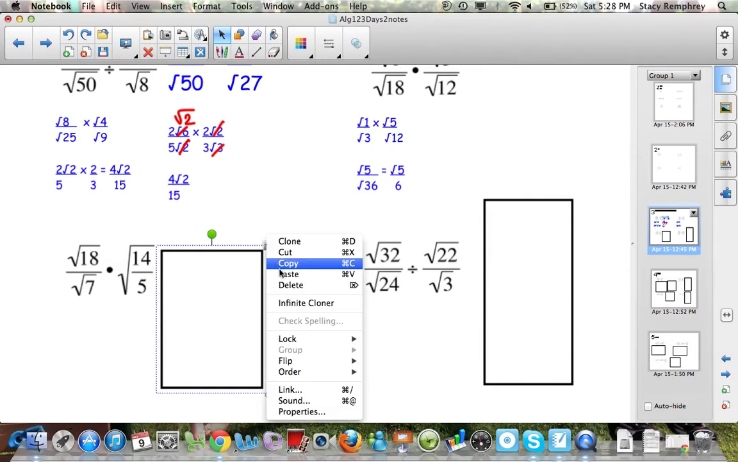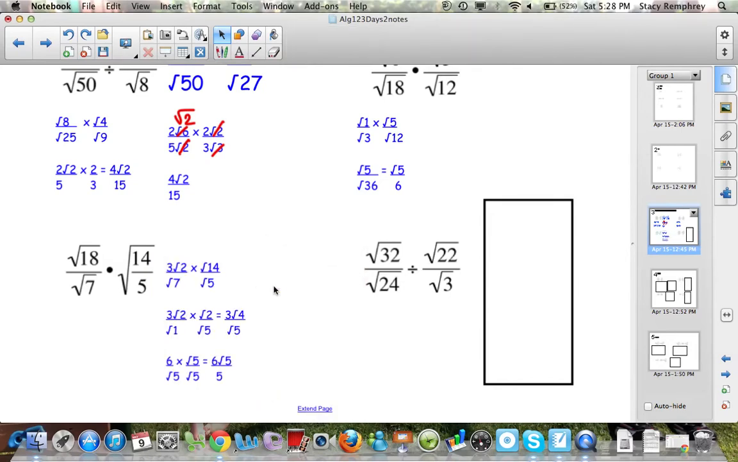In this one, okay, I chose to simplify the square root of 18 to 3 root 2. I left the square root of 7. I made it the square root of 14 over the square root of 5. The next thing that I did was I simplified here by dividing both by the square root of 7.